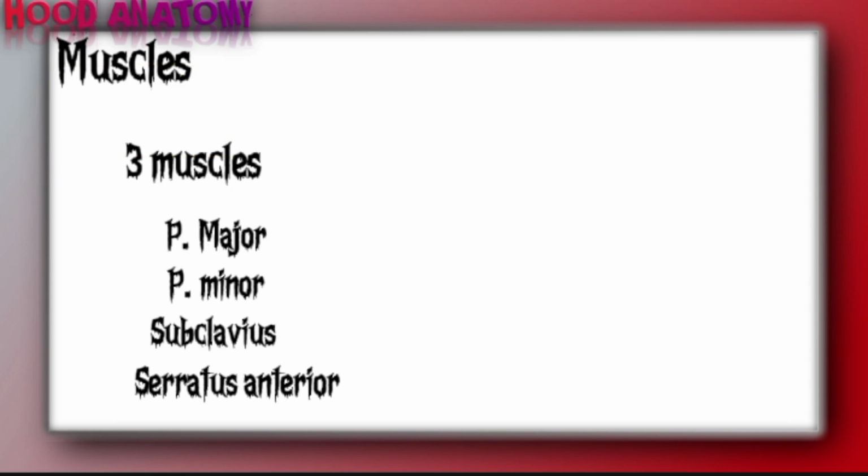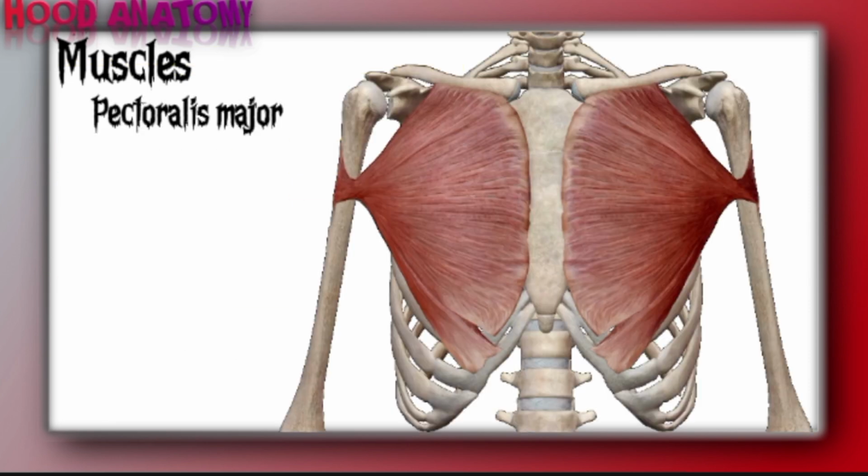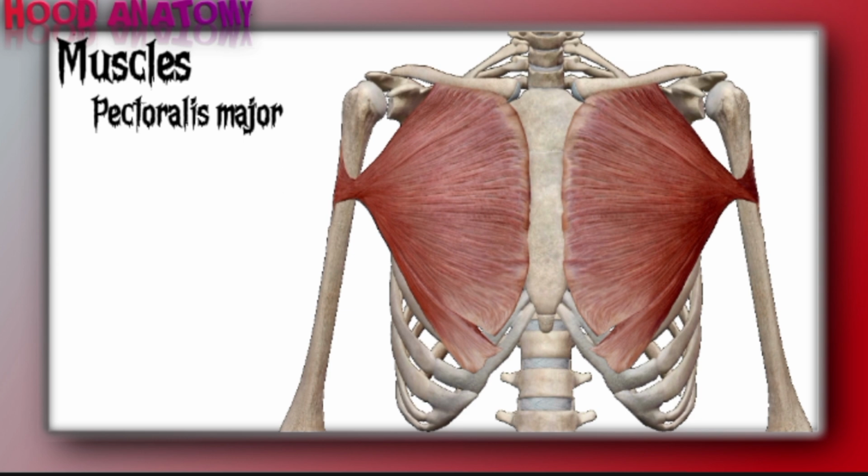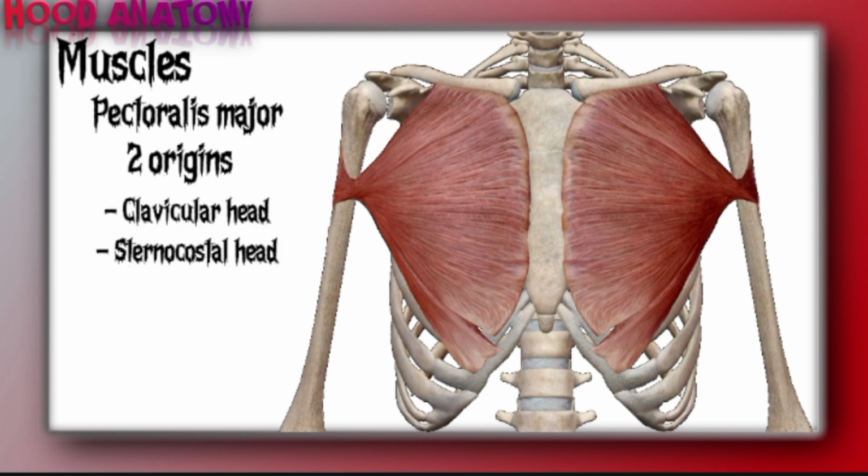Now let us first analyse pectoralis major. It is the largest muscle in this region. It has a shape like a fan. The origin of this muscle, if I say origin, I am just talking about where the muscle comes from. And this one has two origins. The two origins are called the clavicular head and the sternocostal head.